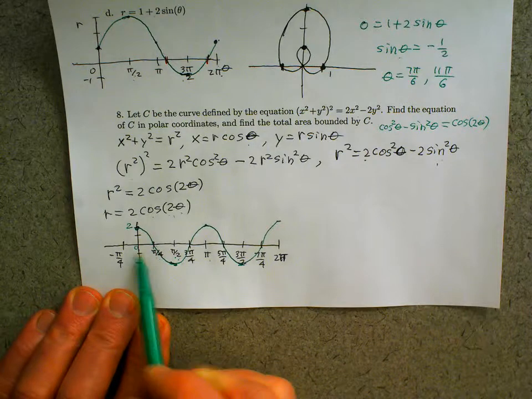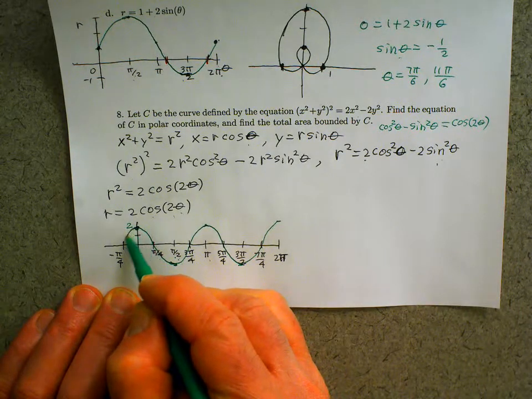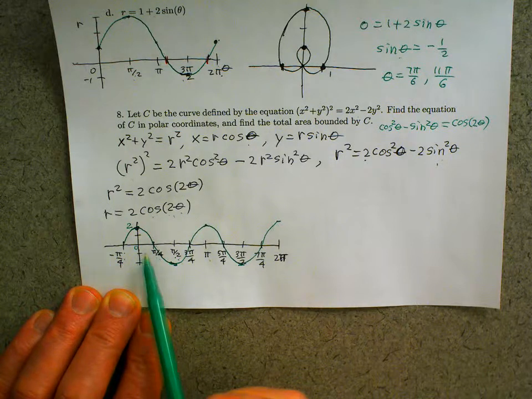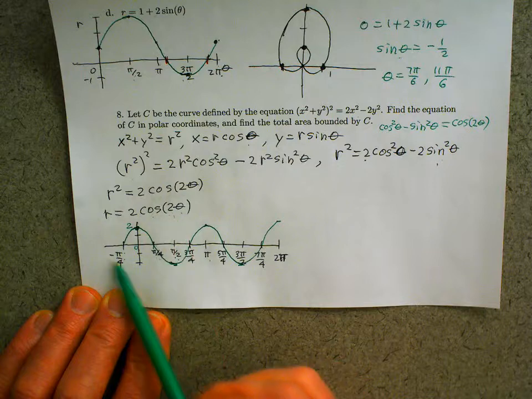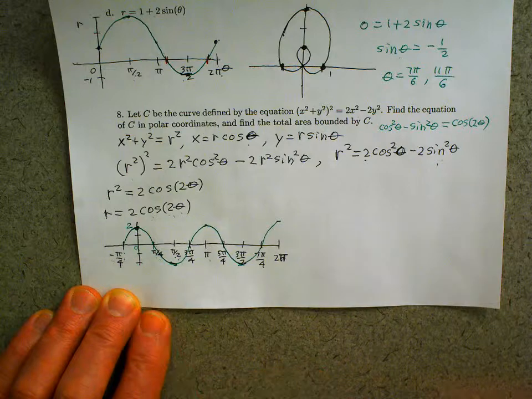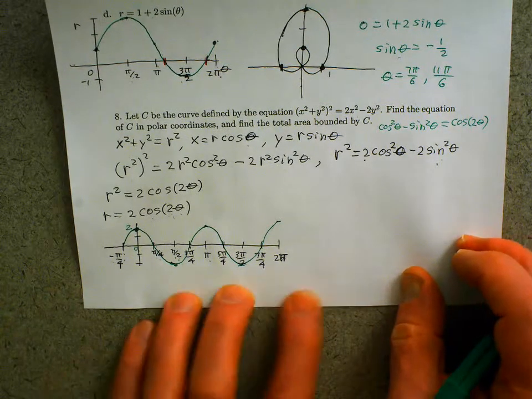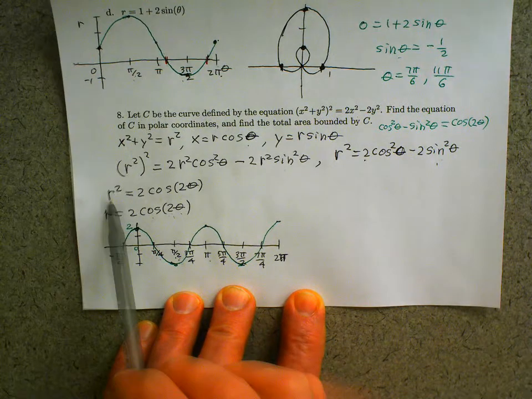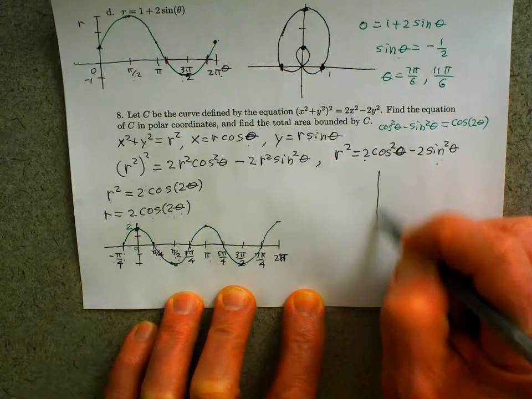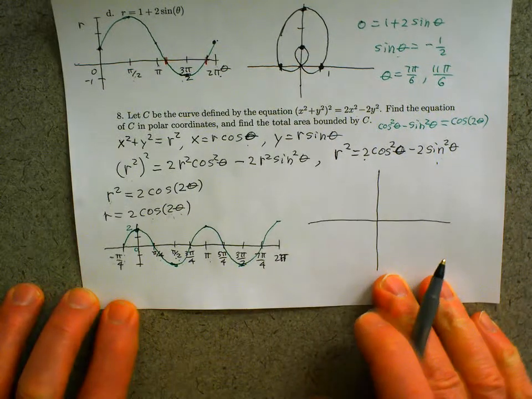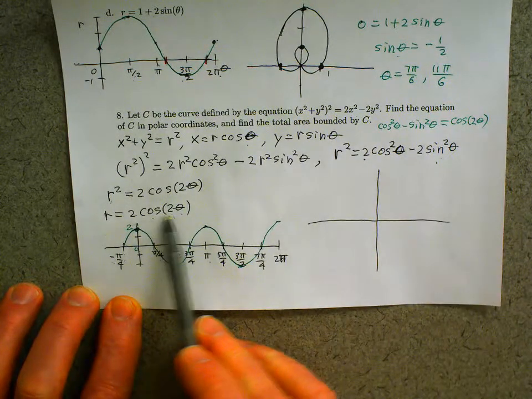Okay, going to the left, the graph would be cosine of 2 times negative pi over 4, which is 0. Okay, so what we're going to do is sketch the r squared graph based upon r equals 2 times cosine of 2 theta.